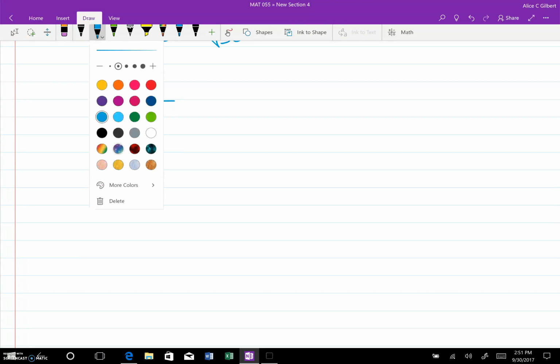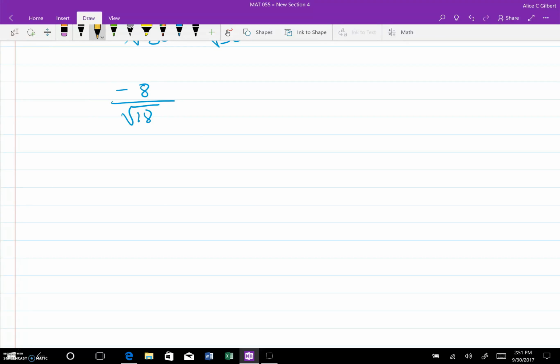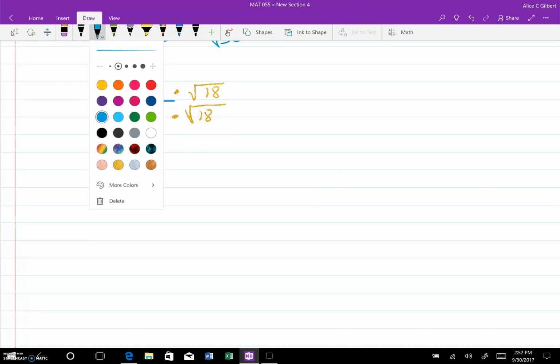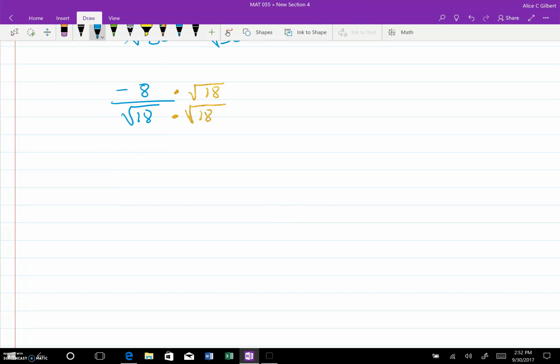Well, what do I need to multiply in my denominator to get rid of that square root sign? Well, because it's a square root, we're going to multiply it by the exact same thing. But if I do it in the denominator, I have to do it in the numerator. So now in the numerator, I've got -8 times the square root of 18 over, and the square root of 18 squared is going to be 18. I can go ahead and see if I can cross cancel now.